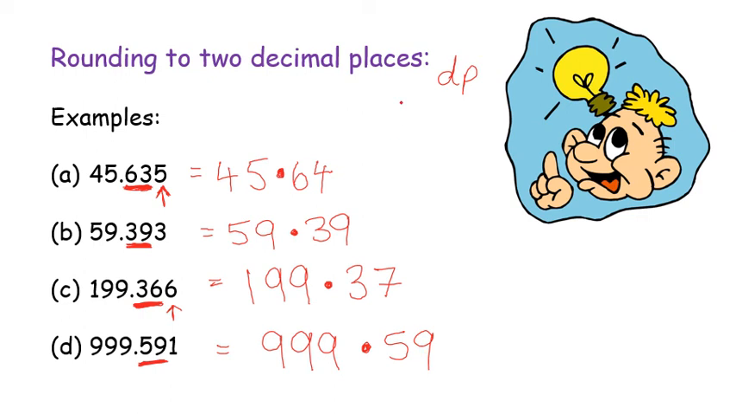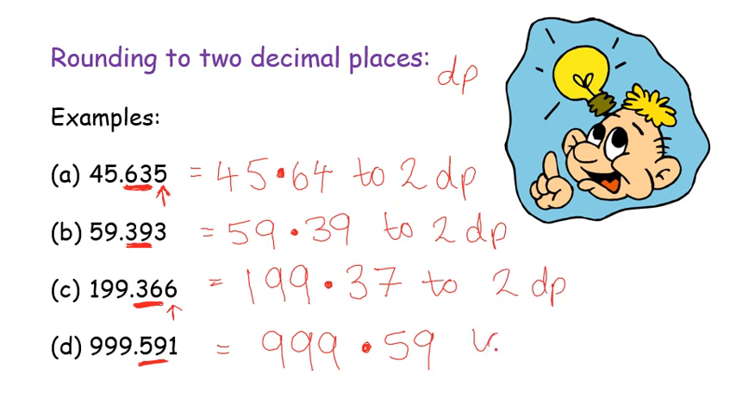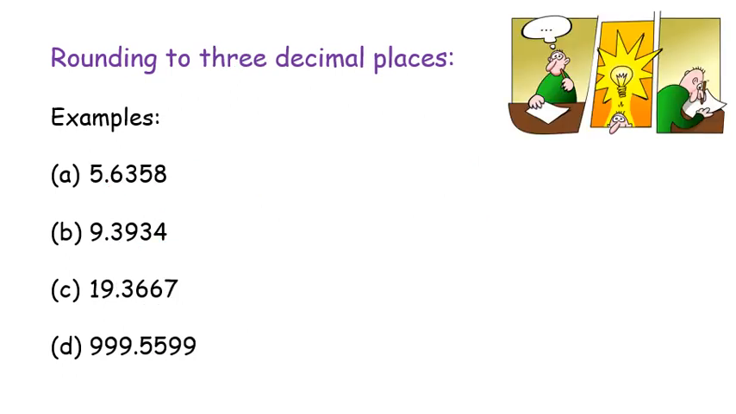Now remember, when you are writing this into your jotters, you can either use this as your heading, rounding to 2 decimal places, or if you are just writing the question and answer and rounding as your title, please write this at the end: 45.64 to 2 dp. Because we are about to move on to 3 dp. Oh, not yet though. So, moving on, rounding to 3 decimal places.